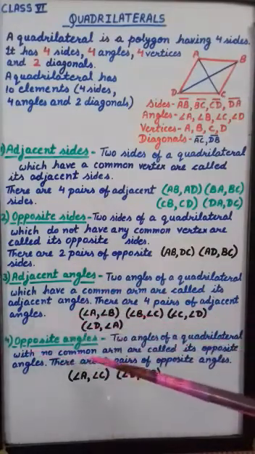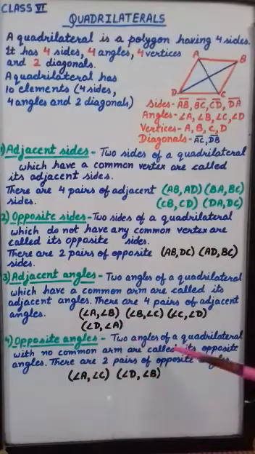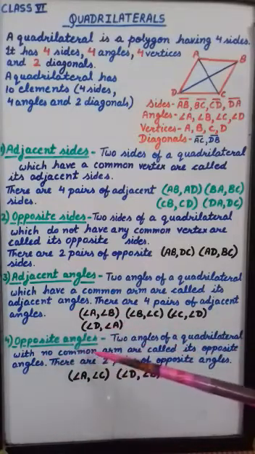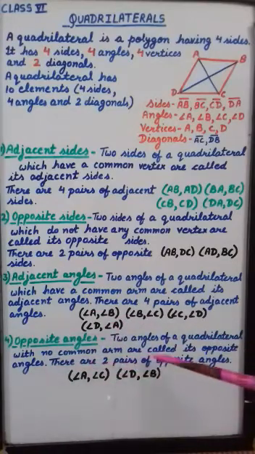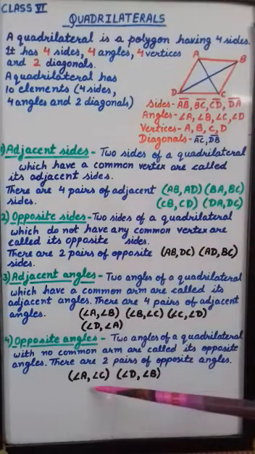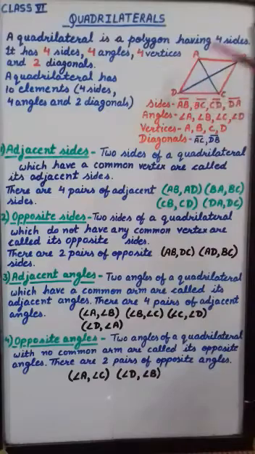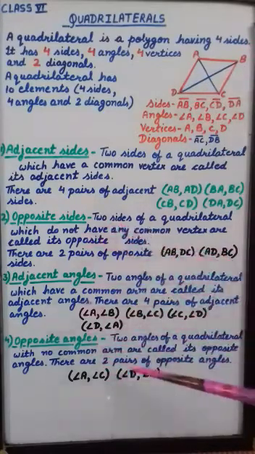Now coming to opposite angles. Two angles of a quadrilateral with no common arm are called its opposite angles. There are two pairs of opposite angles. And as we know here, a diagonal is also formed by joining opposite angles. So there are two pairs of opposite angles. Number one, angle A, angle C. Here it is. And number two, angle D, angle B. So when we are talking about opposite, there are two pairs.